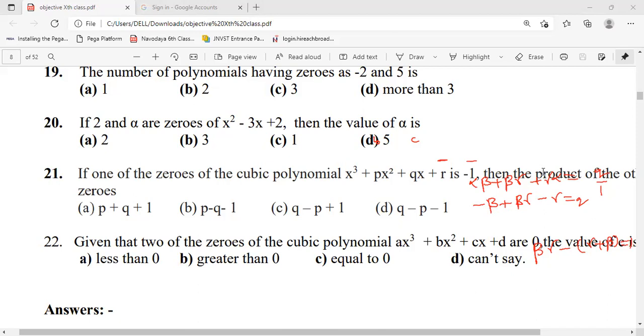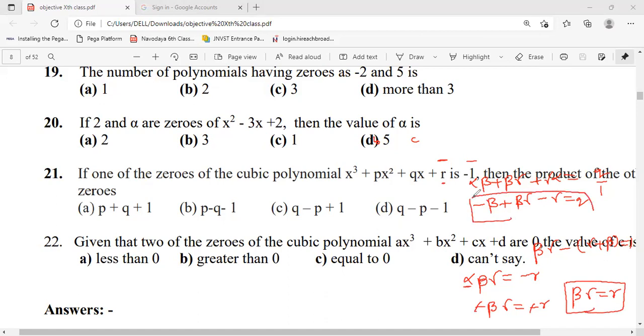And you also have to consider here one more clue. Alpha beta gamma is equal to minus d by a, that is minus r by 1. So alpha is equal to minus 1 means minus beta gamma is equal to minus r. This and this get cancelled. Beta gamma is equal to r. By using these two, you will get the product of the two zeros as p minus q minus 1.